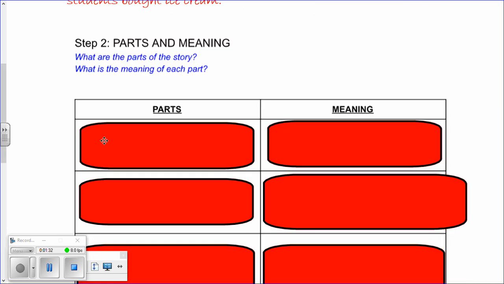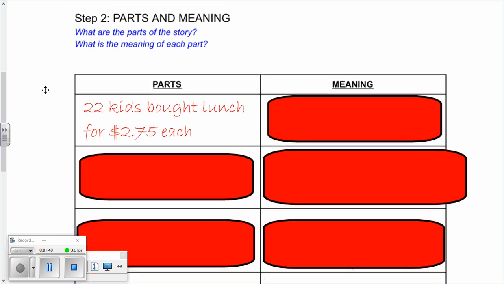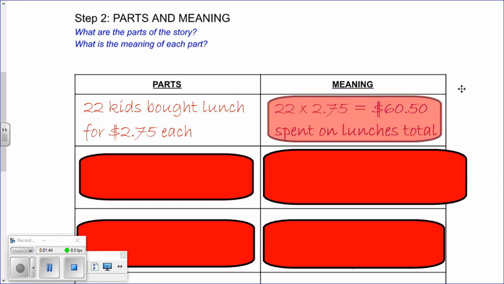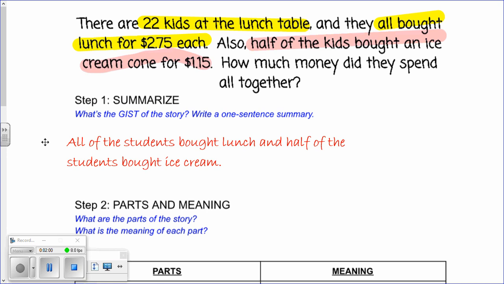So the first part of my story was talking about how 22 kids bought lunch for $2.75 each. So what does that mean mathematically? If I want to know how much money was spent on lunch, that means I could take 22 and multiply it by $2.75. And when I put that into my calculator, I got $60.50 is the total amount of money the class spent on just the lunches. Now, don't forget, that's just the first part of the story.